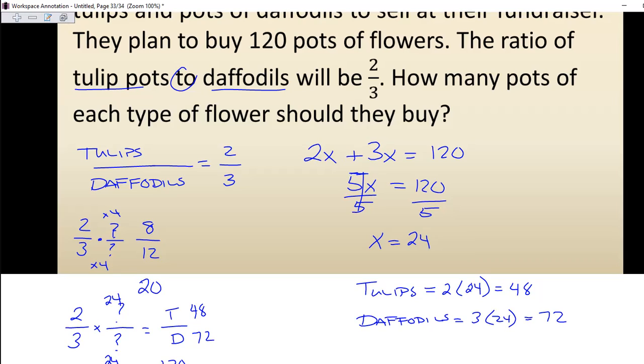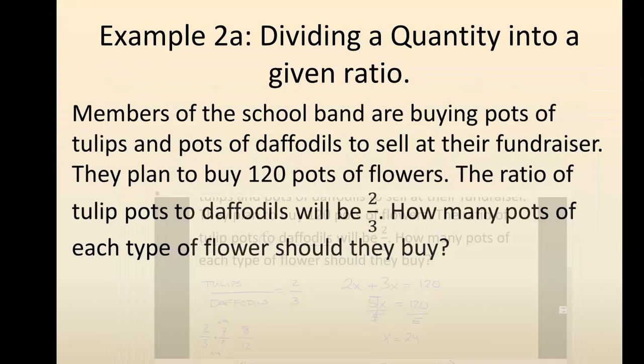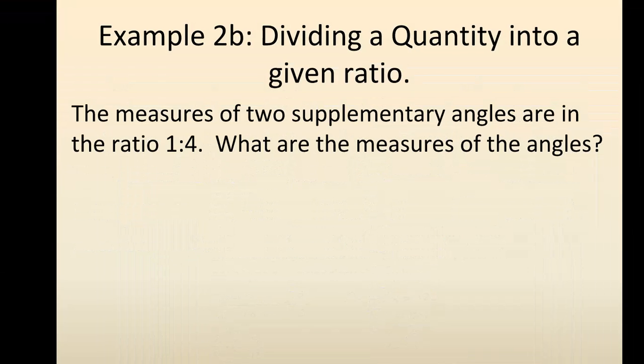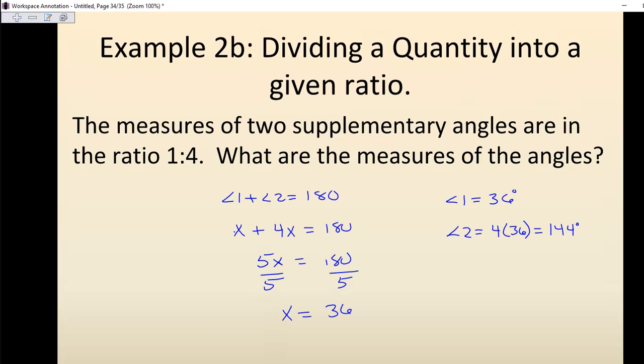It may be a problem where you have 2 different types of angles or 3 angles. So let's take a look at the next one. The measures of 2 supplementary angles are in a ratio of 1 to 4. What are the measures of each angle? So use an extended ratio to help set up and solve this problem. Pause the video, come back and check your answer when you're done.